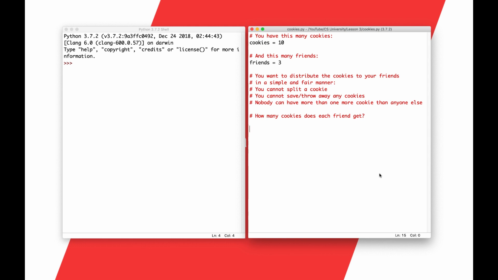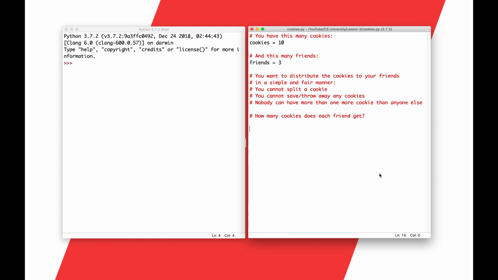The code's going to be pretty easy, but if you can think through this problem logically and figure out the steps that you need to do and the calculations that you need to make, that's really the important part, and that's what I want you to take away from this assignment here. So let's go ahead and get started.